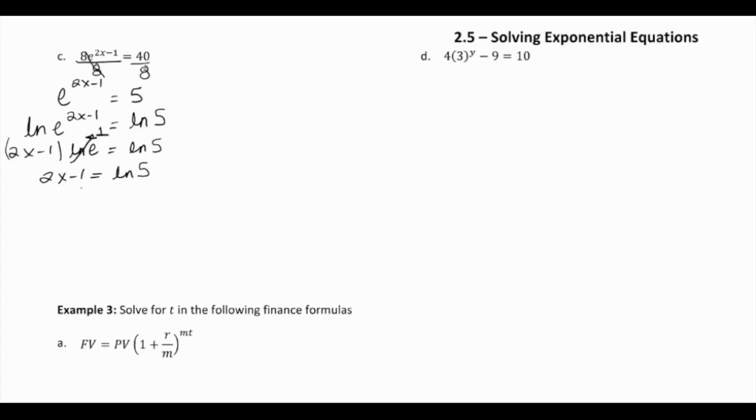We need to solve for x. So we add 1 on both sides, and we have 2x equals ln of 5 plus 1. Then we divide both sides by 2. So x equals ln of 5 plus 1, over 2. We plug that in the calculator, and that's approximately 1.305.